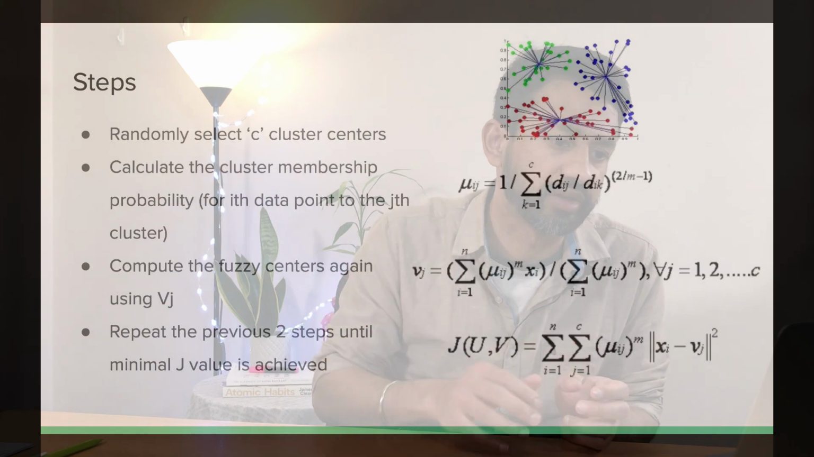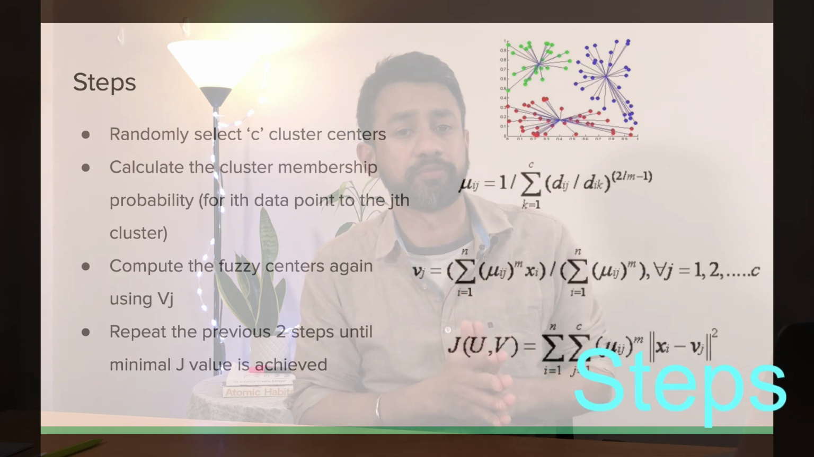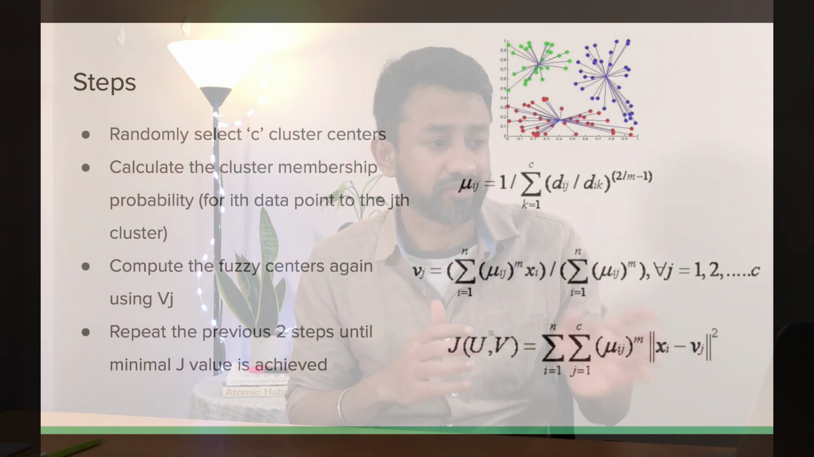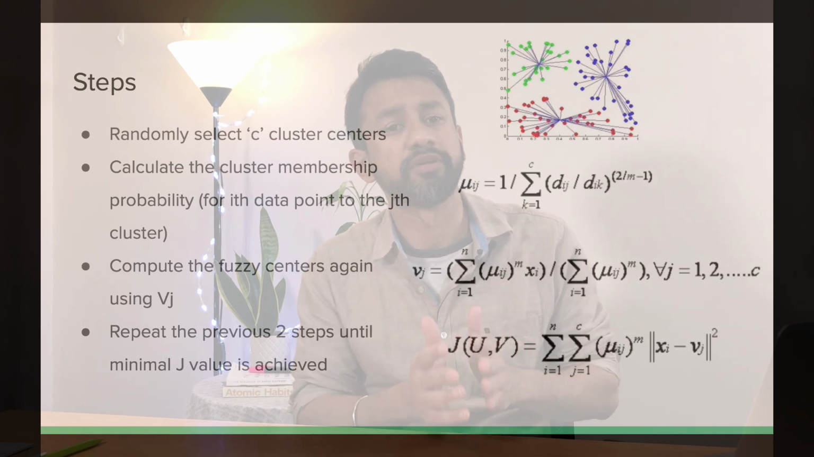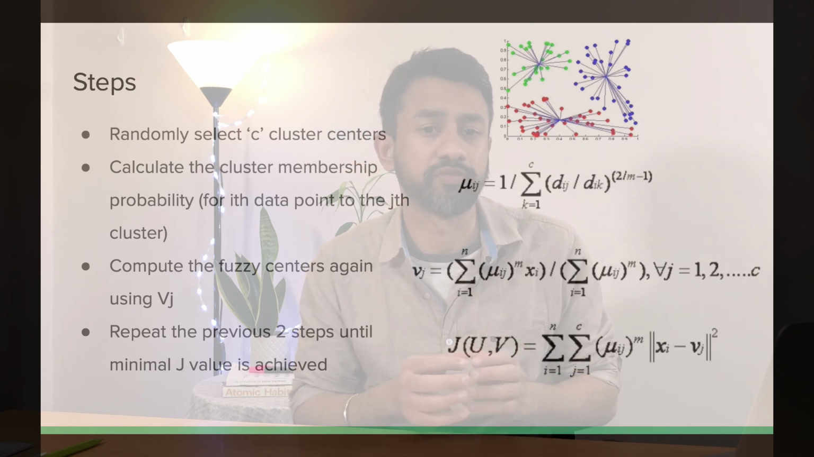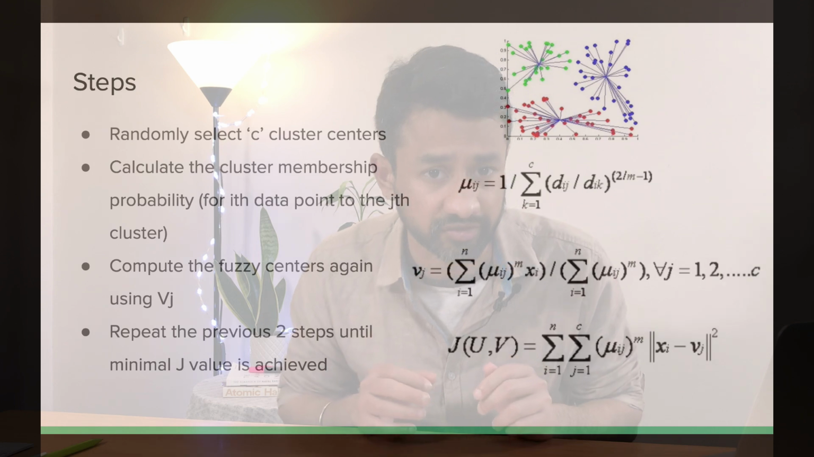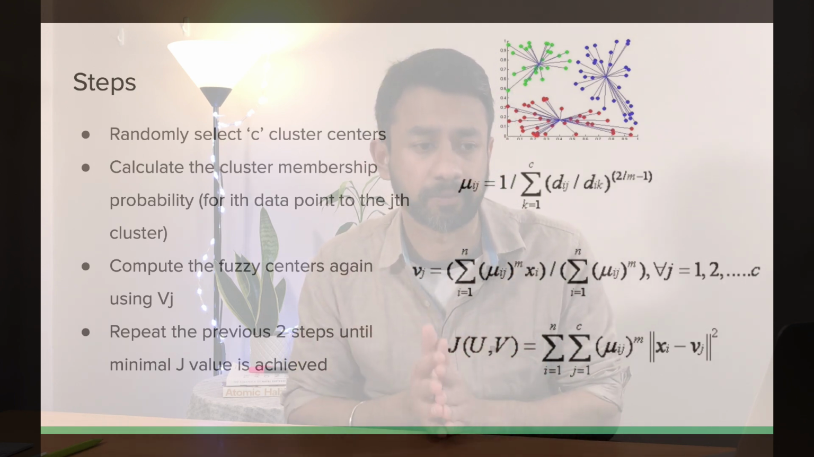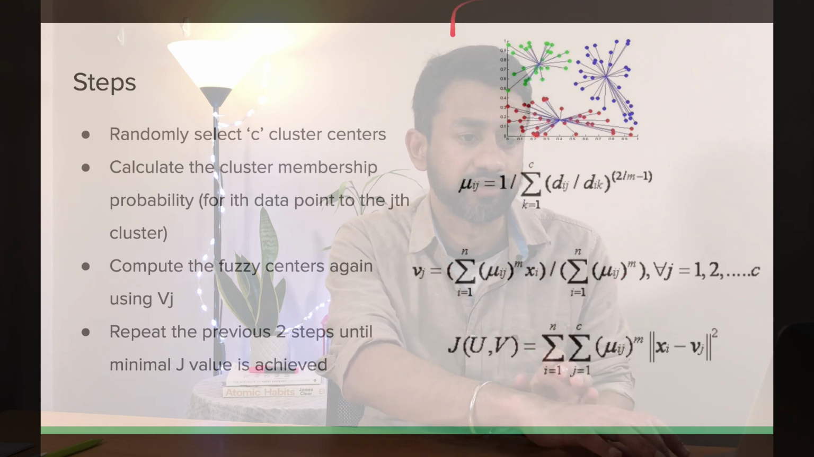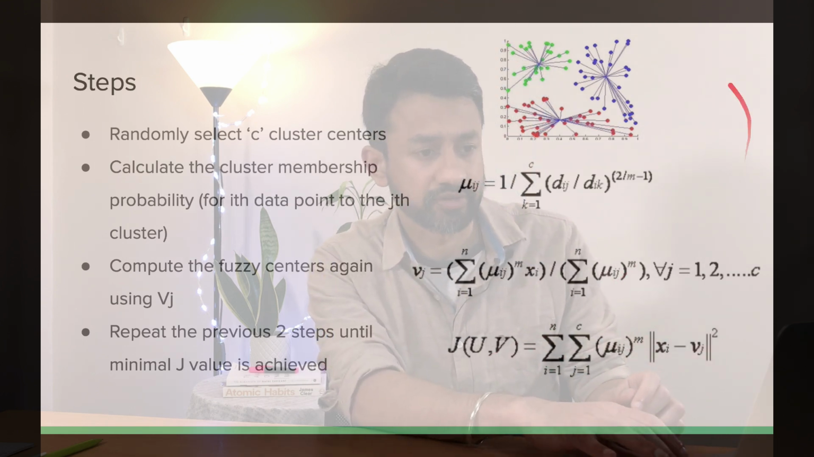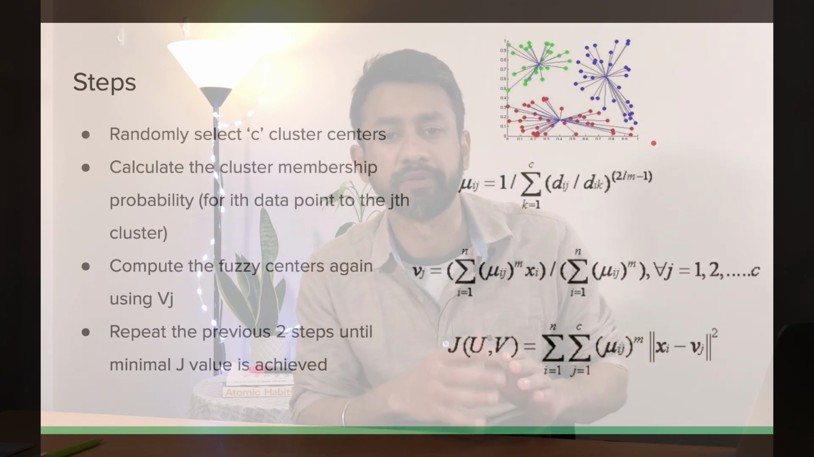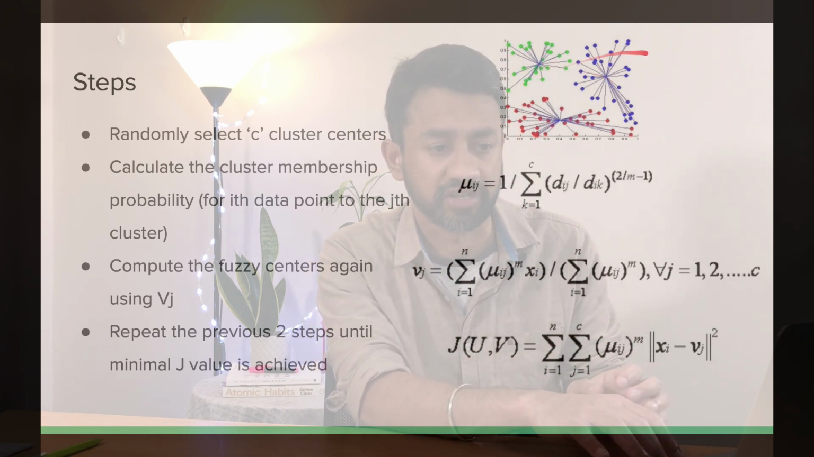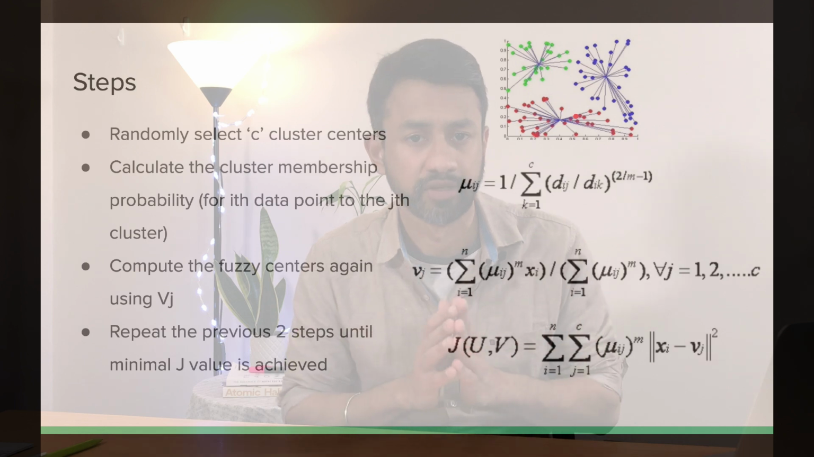Moving on to the next one, what are all the various steps involved in this fuzzy k-means algorithm? What is the math behind it? As you see on my screen, it is very similar to the k-means algorithm. First, we identify the number of clusters, and then we randomly select C cluster centers from the data points. If we say we want to come up with 3 different clusters, then we identify 3 different random cluster centers.